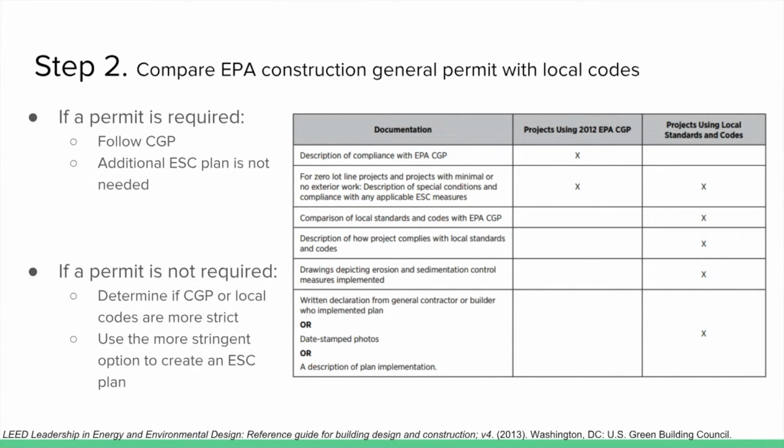Step 2 is to compare the EPA Construction General Permit with the local codes. If a permit is required, follow the CGP and an additional ESC plan is not needed. But if a permit is not required, determine if the CGP or the local codes are more strict and use whichever one is more stringent to create an ESC plan. And then depending on which one you pick, you have to use different documentation for both situations.